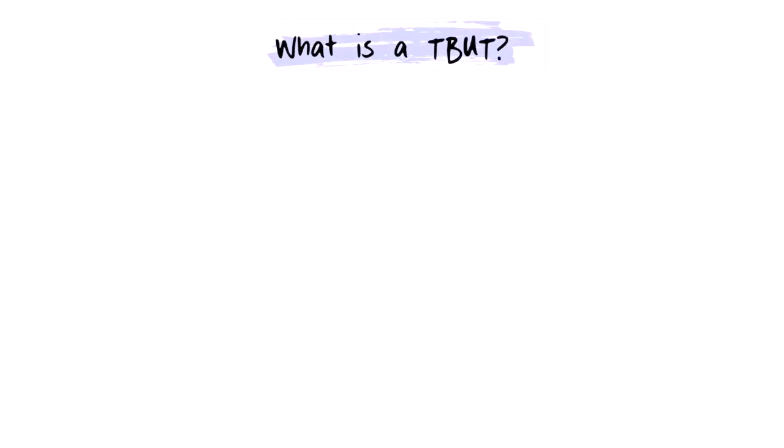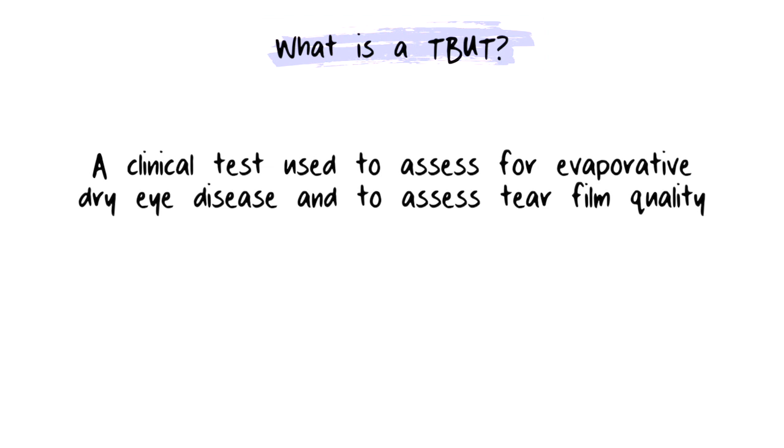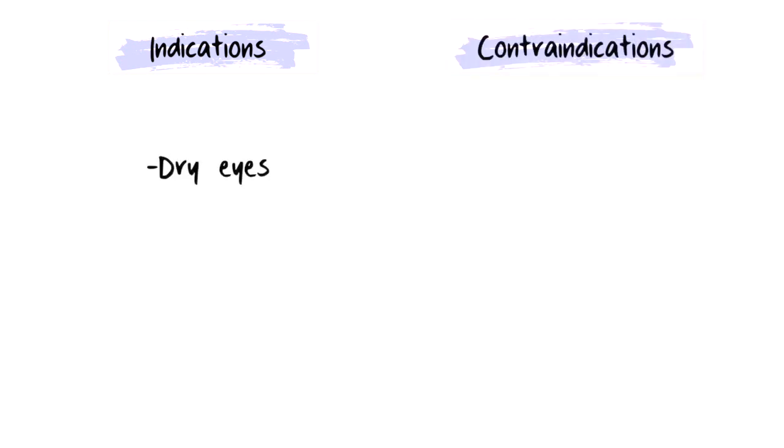What is a tear breakup time? The tear breakup time is a clinical test used to assess for evaporative dry eye diseases. It assesses the quality of the tear film. Indication of TBUT use. The main indication for use of the TBUT is if a patient has complaints of dry eyes. Contraindications of the TBUT are if a patient is allergic to fluorescein.